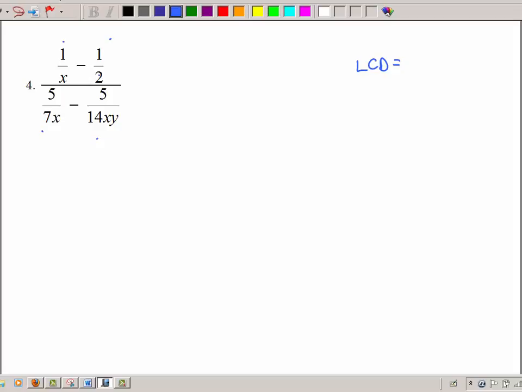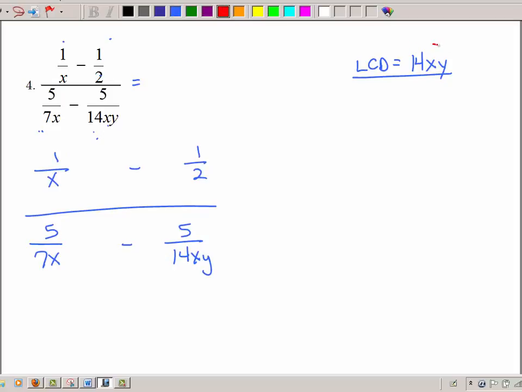Well, let's look at the numbers first. 2, 7, and 14. What number do they all divide into? 14. And then I see an x and I see a y. I think that takes care of all my factors raised to the highest power, so that's my least common denominator. And I'm going to multiply every term by that 14xy. So again, I'm going to create myself a little bit more room. Right? Remember, I'm going to multiply by this, and that's over 1.